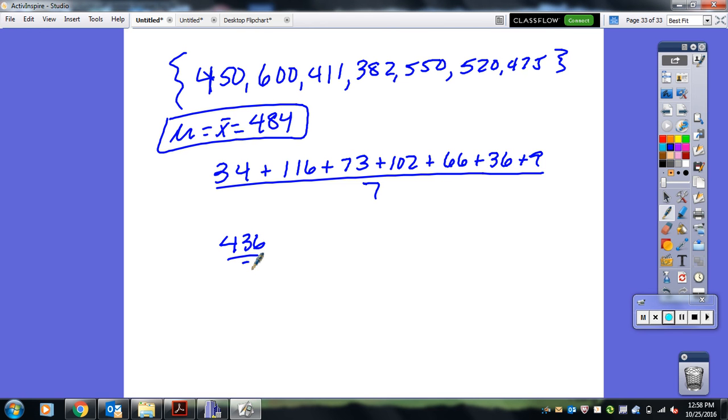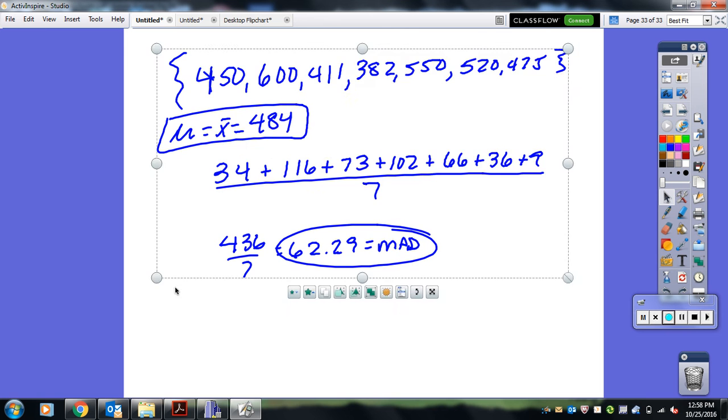That's 436 divided by 7, which is 62.29. That equals my mean absolute deviation. You notice that's a much higher number than there was before, and the reason it's higher is because these numbers are more spread out. Mean absolute deviation is how far away, in absolute value, you deviate from the mean. These are much more spread out, that's why there's a higher number.